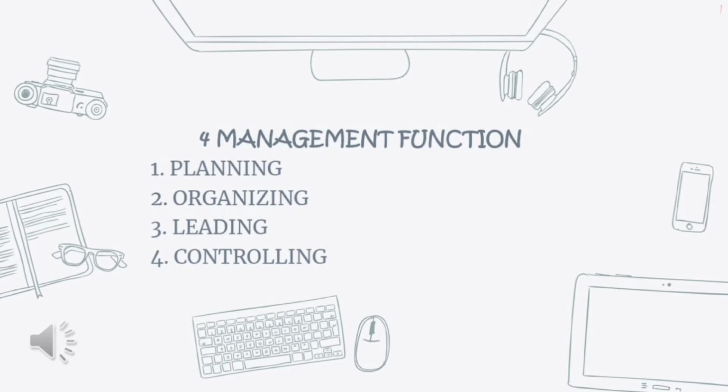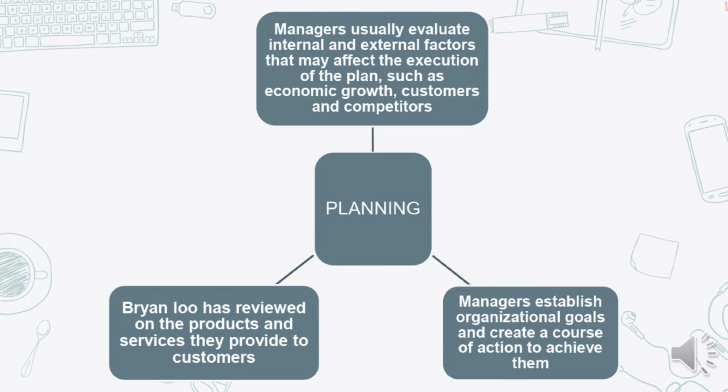Then, I'm going to talk about 4 management functions, which are planning, organizing, leading, and controlling. I will explain more about this. Let's start with the planning stage. In the planning stage, managers establish organizational goals and create a course of action to achieve them. During the planning phase, management makes strategic decisions to set a direction for the organization.